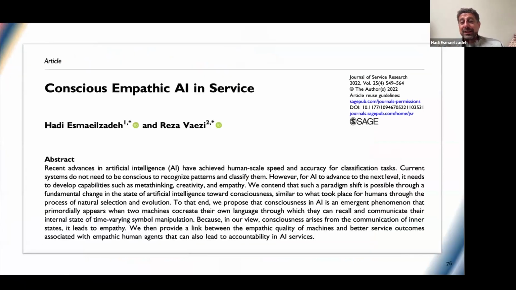And I also encourage you to take a look at one of my theoretical philosophical papers on how consciousness can emerge in AIs. This is a philosophical take on the emergence of consciousness in AI. We lay the groundwork for agents to become conscious, and this is based on social psychology. Our proposition is that the agents can become conscious when they can create a language between themselves, that they can use to communicate internal time-varying state changes to each other. And that comes with empathy in AI.